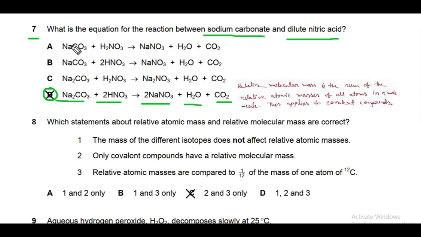Why is A wrong? The sodium carbonate formula is wrong. The carbonate balance is 2, so it should be Na2CO3. This is wrong, and this is also wrong. And C, the nitric acid formula is wrong. It should be HNO3, not H2NO3. So D is the right answer.